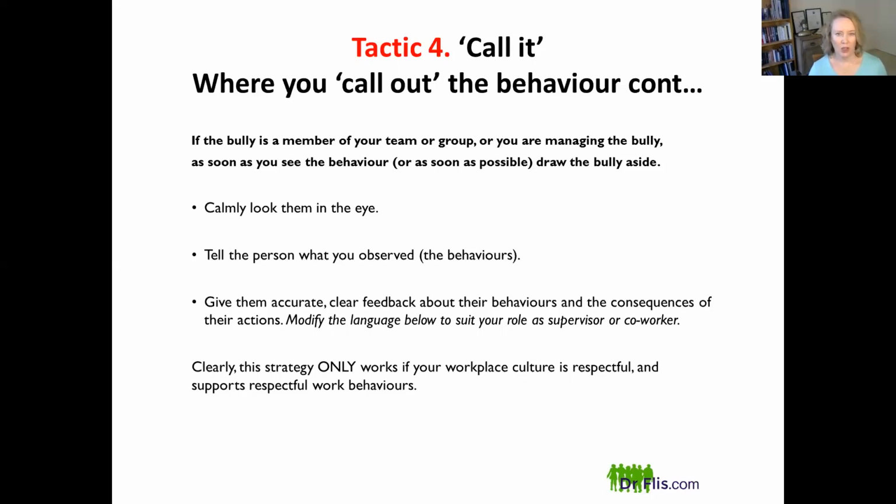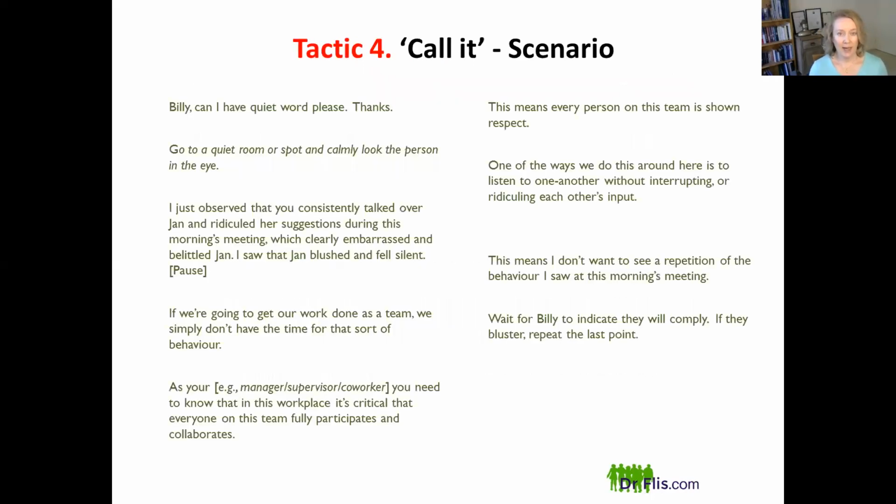Clearly, this strategy only works if your workplace has a workplace culture of respect. So you just need to be careful of that. If you have a workplace culture that is basically aggressive and bullying, you may not want to use this particular example here. So just keep that in mind. So the scenario that we're going to work through is this. We're pretending that you're either a colleague or a supervisor. So in this case, you're taking Billy to task.